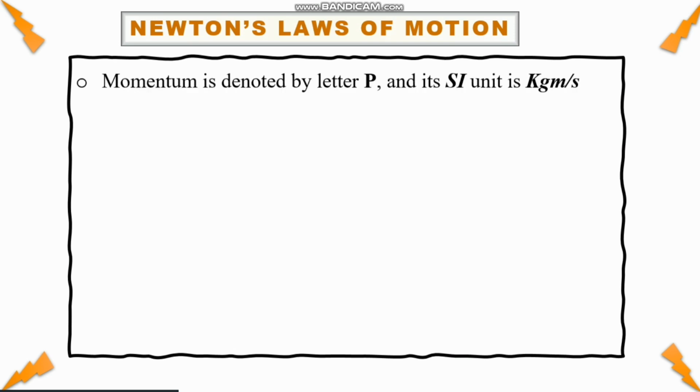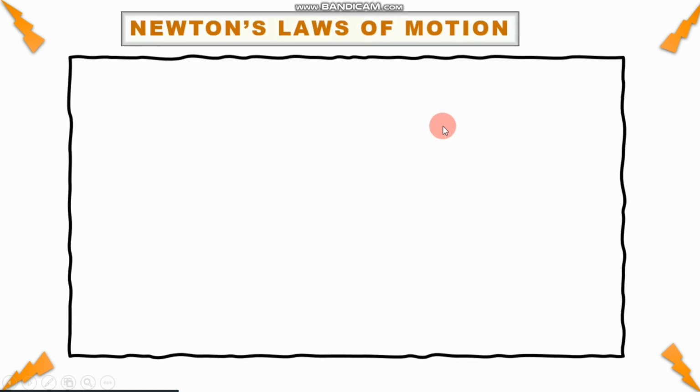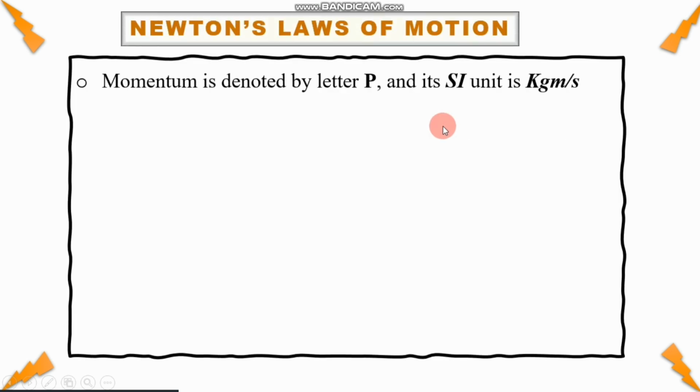Momentum is denoted by the letter P, and its SI unit is kilogram meters per second. So when we are dealing with Newton's second law of motion and you see the letter P, it means momentum, and because it is the product of mass and velocity, the SI unit becomes kilogram meters per second. So the change in momentum is given by mv minus mu.